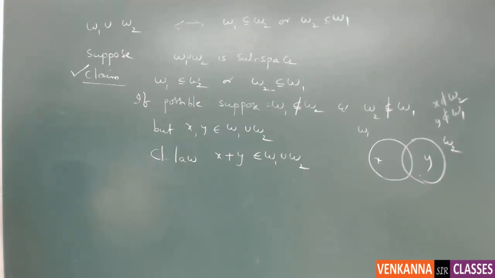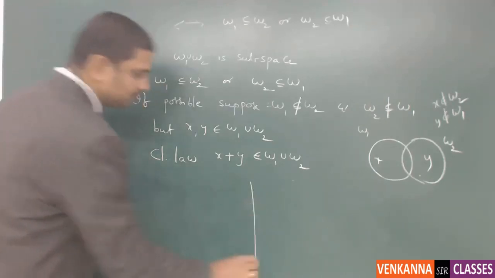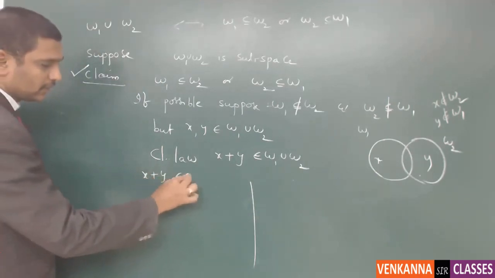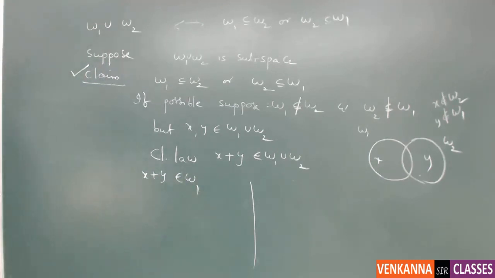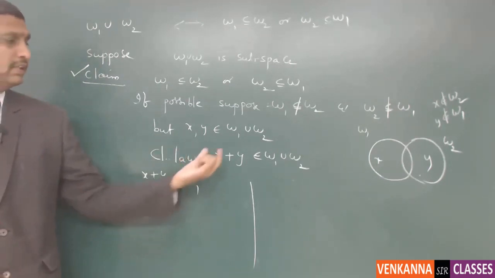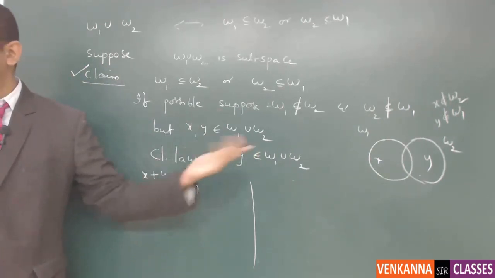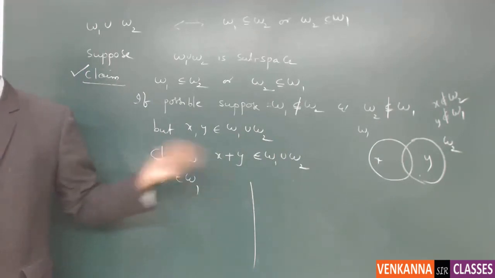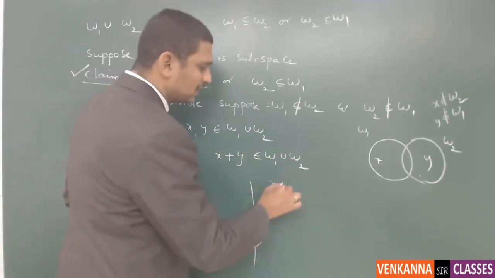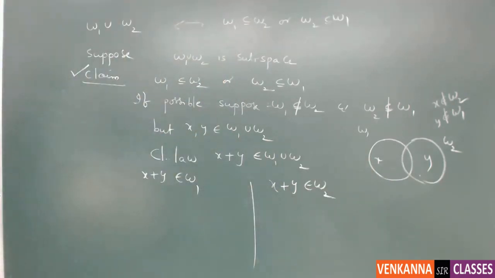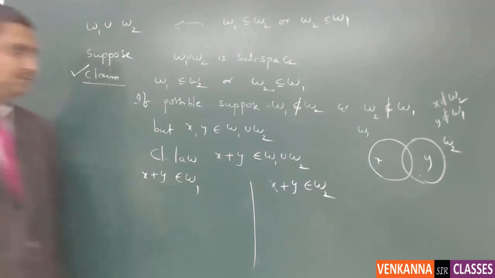All of you agree or any questions for anyone? Fine. So you have two possibilities here. One, X plus Y belongs to W1, because whenever you say that an element is there in the union, the element must belong to one of the sets in that union. Otherwise it cannot be there. The other possibility is that it may belong to W2. So let us take the first case.